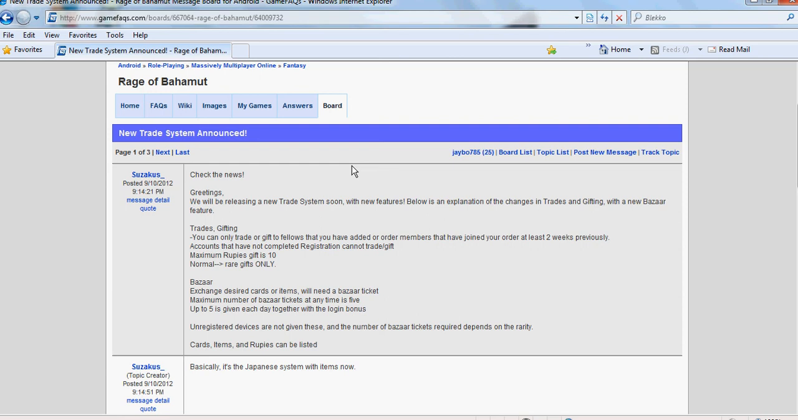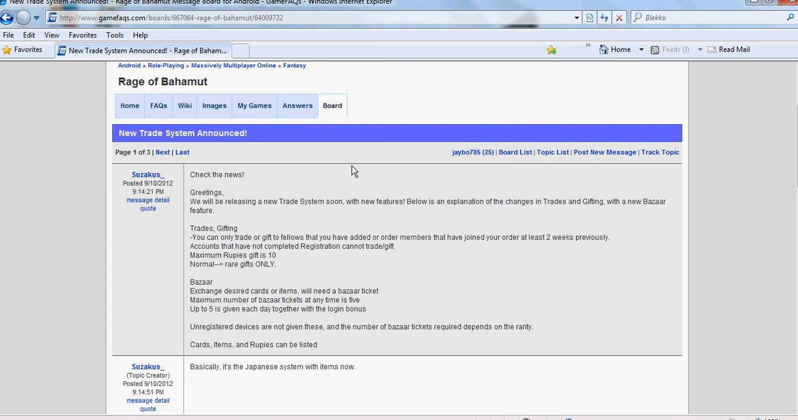Bazzar, new feature. You can exchange your desired cards or items in the Bazzar. You will need a Bazzar ticket to use the Bazzar feature. When you send out a card or item, or when you receive them, the Bazzar ticket will be used up. The maximum number of Bazzar tickets you can hold at any one time is 5 tickets. Up to 5 Bazzar tickets will be given each day together with the login bonus. If you hold less than 5 tickets at a time, you can use the Bazzar tickets every day to display your cards or items for sale.